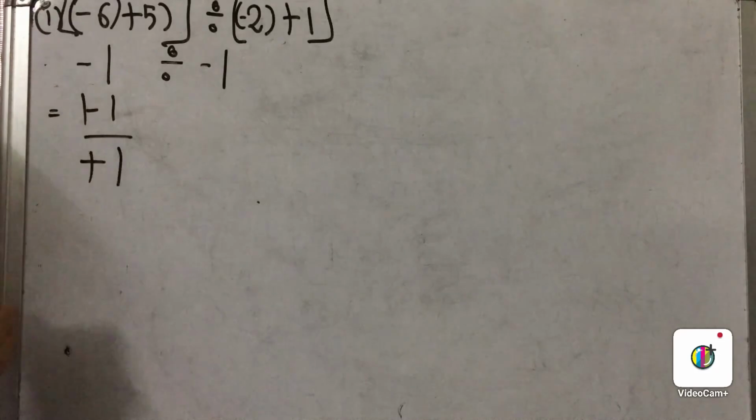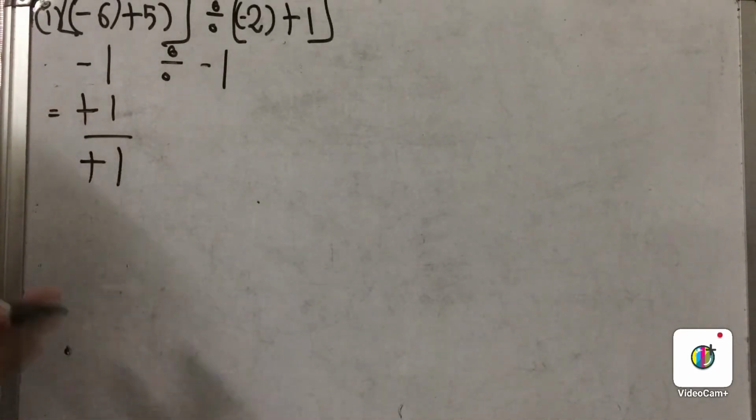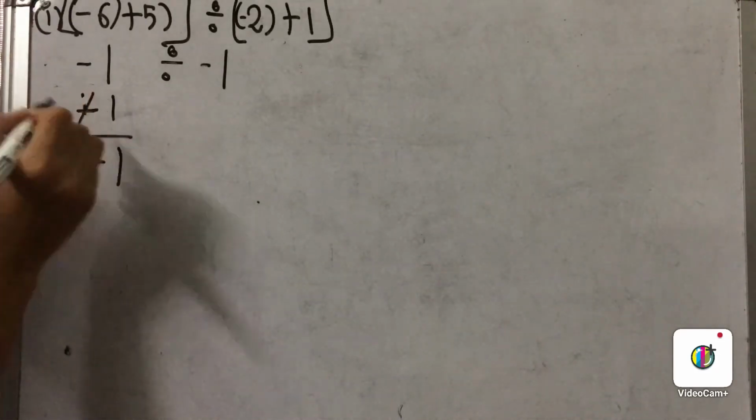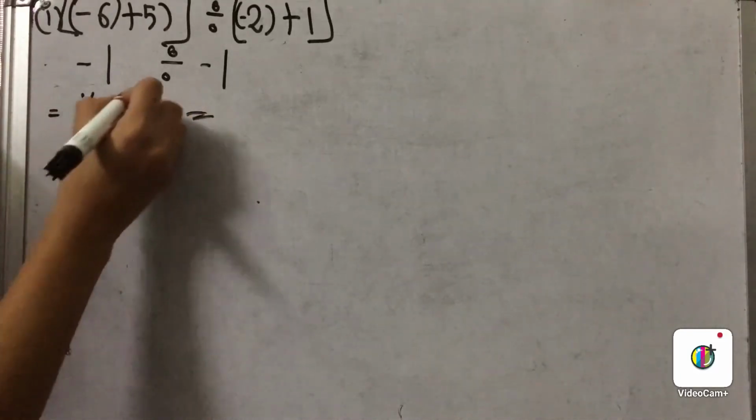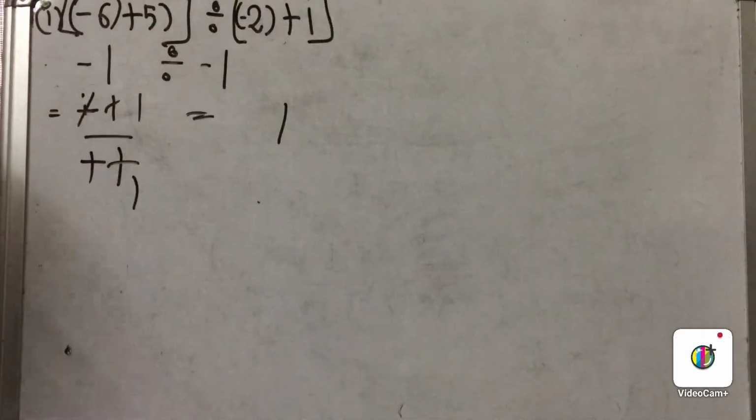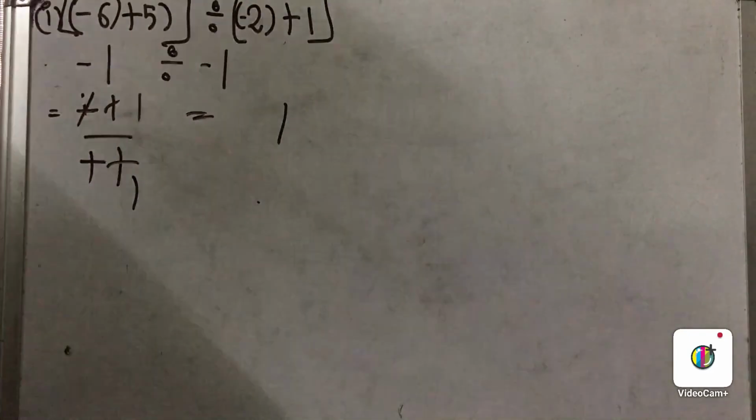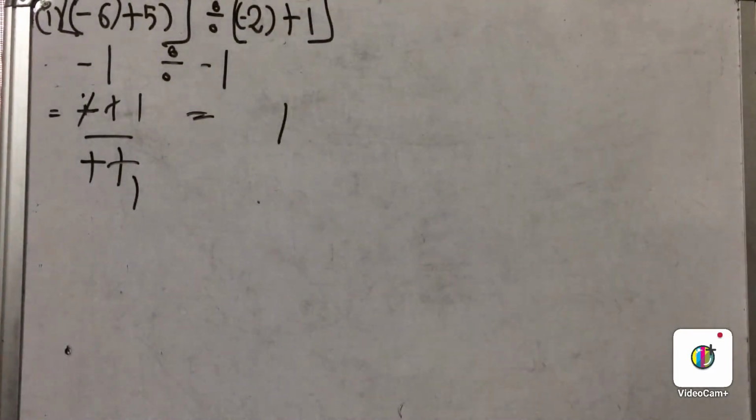So minus cancels with minus, and you can say that 2 negatives make a positive. So this will be 1. So this was our question number first. Now let us come to our question number second.